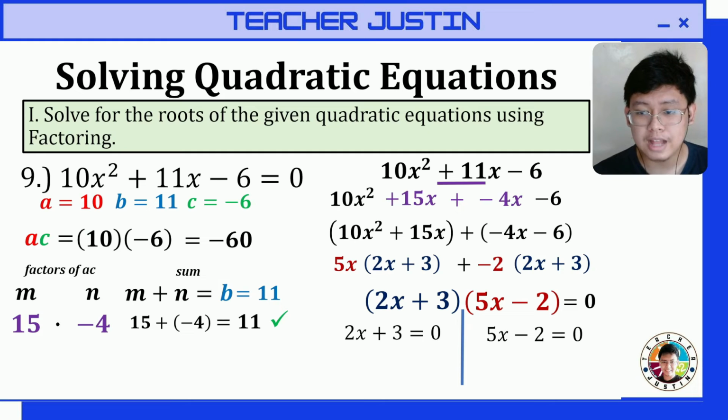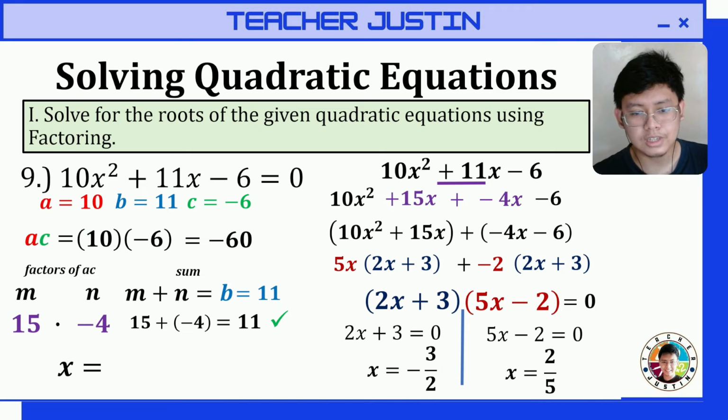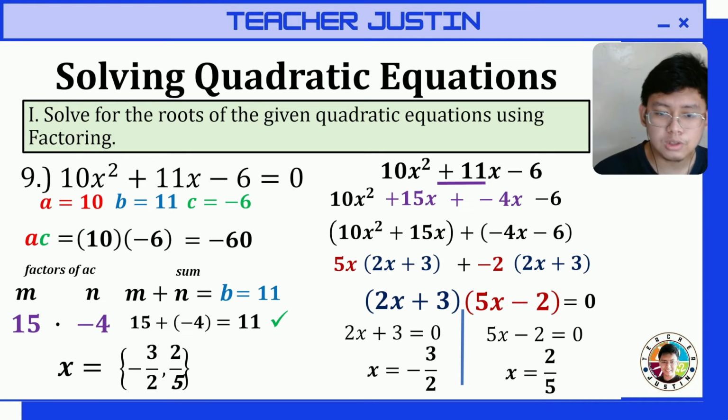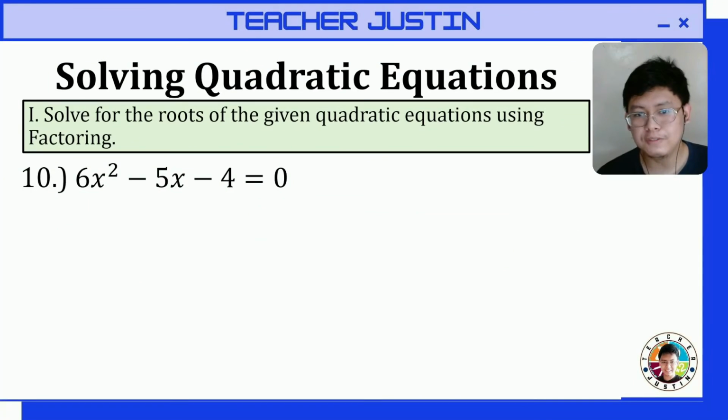Let's solve for the value of x of each equation. So, sa first equation, we have x is equal to negative 3 over 2. Sa second equation naman, it will be x is equal to 2 over 5. Now, to write our final answer, we have two values of x, which is negative 3 over 2 and 2 over 5. And that's it. Ta-da!